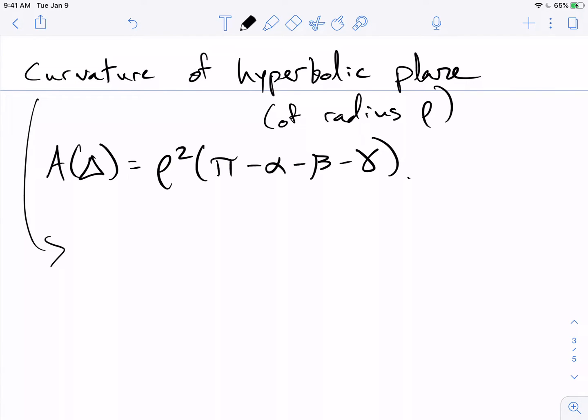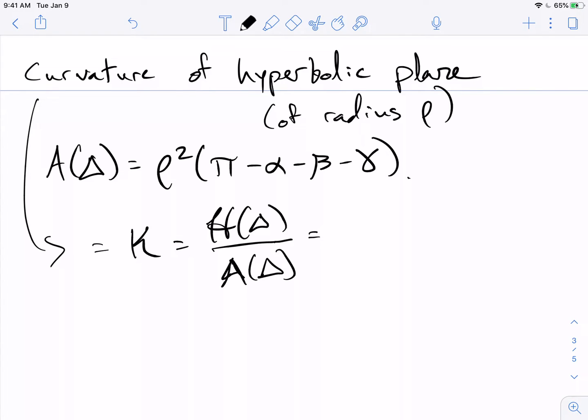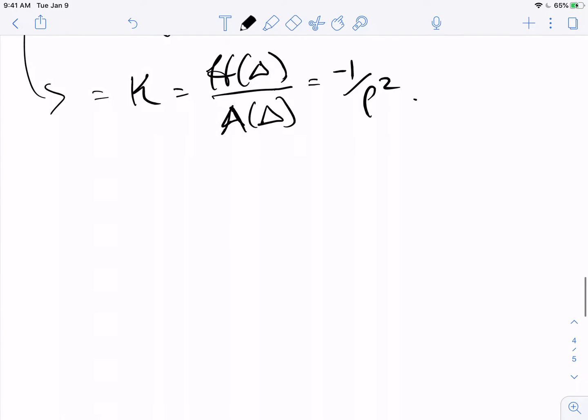So the curvature of the hyperbolic plane is going to be equal then to, again, the holonomy of the triangle divided by the area of the triangle. And we get the exact same answer as for the sphere, except with a minus sign, because this is the negative of what it was for the sphere. So we get negative 1 over rho squared.